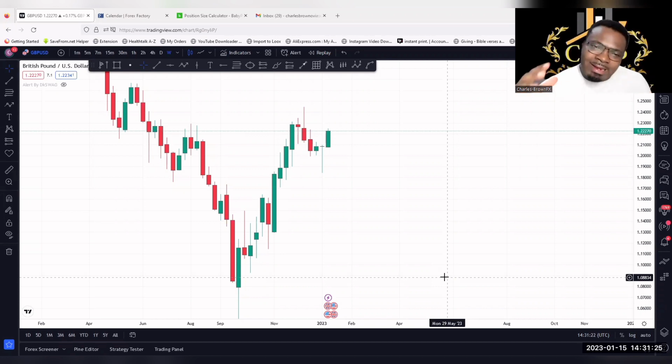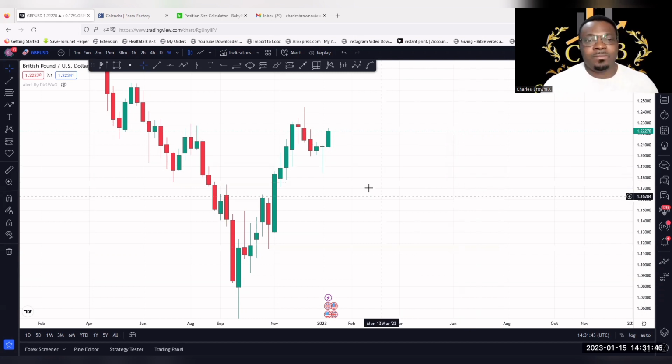So we're looking at the analysis of how the market is going to play out for the week coming. The market opens in a couple of hours. Remember, today is Sunday, so the market is going to open in a couple of hours, and we are going to be looking at what the market has for us on GBPUSD. So it's week 3, and we are looking at what we should be trading for the coming week.